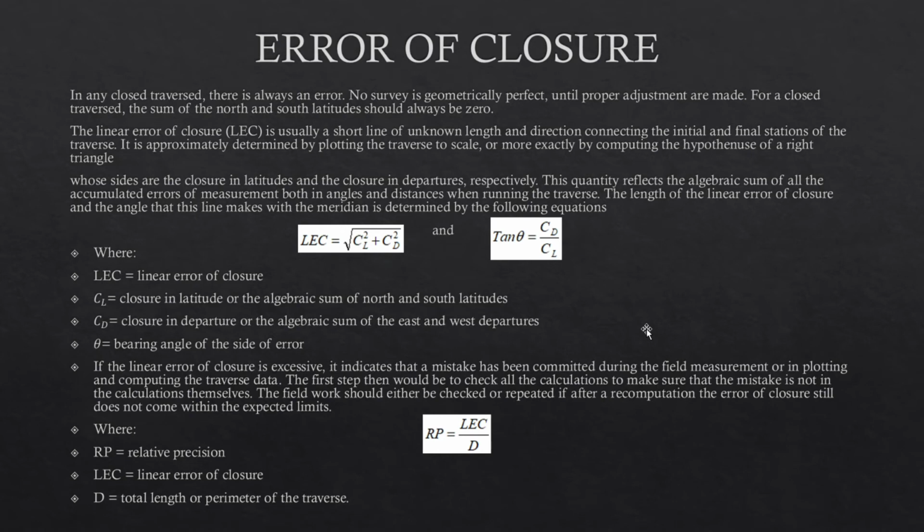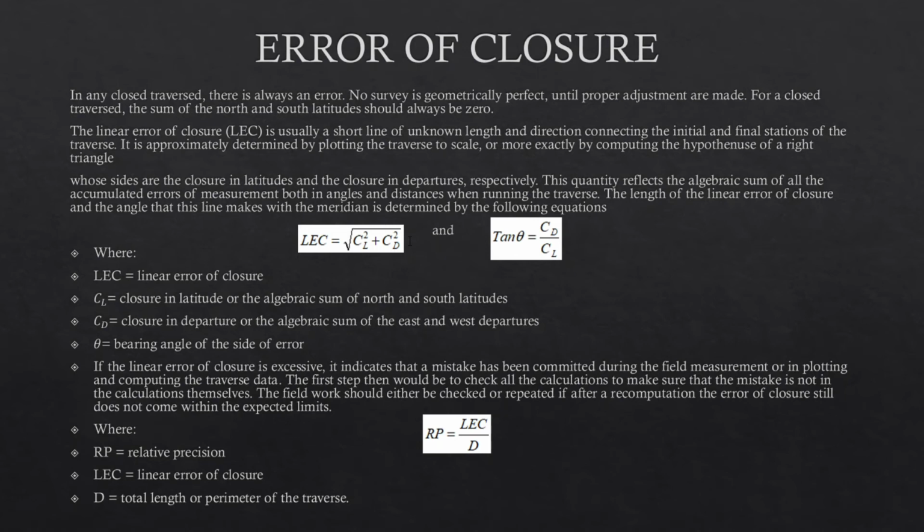This quantity reflects the algebraic sum of all the accumulated errors of measurement, both in angles and distances, when running the traverse. So the length of the line of error of closure and the angle that this line makes with the meridian is determined by the following equation. Okay, so nakuha natin to. Meron tayong formula ng LEC or linear error of closure is equal to square root of CL square plus CD square, where yung CL natin is the closure in latitude or the algebraic sum of north and south latitude.